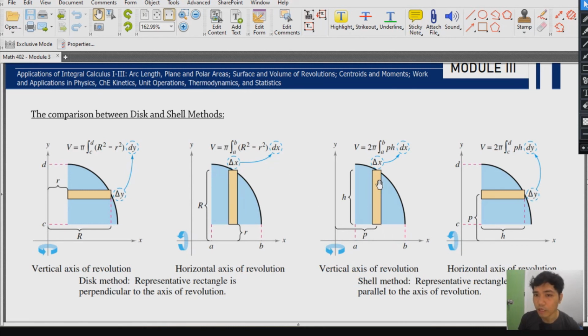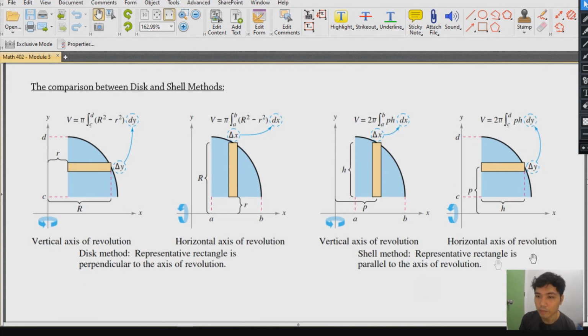Now for this one, meron tayong vertical strip, okay? And then the vertical strip is rotated around the y-axis, which is actually parallel to that. So having this distance parallel, that means na this is a shell method. So ayan, sinasabi naman dito na the representative rectangle is parallel to the axis of revolution, and that's the same thing that goes for this second or the last example.